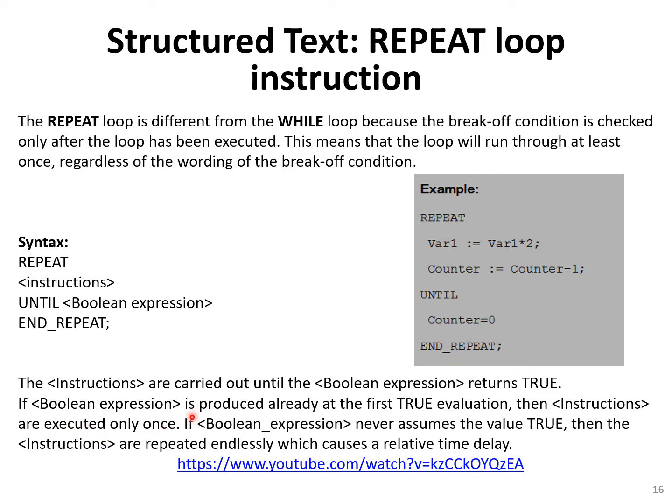If the Boolean expression is already true at the first evaluation, then the instructions are executed only once. If the Boolean expression never assumes the value true, then the instructions are repeated endlessly, which causes a repetitive and relative time delay. Watch this video for further examples in Codesys.